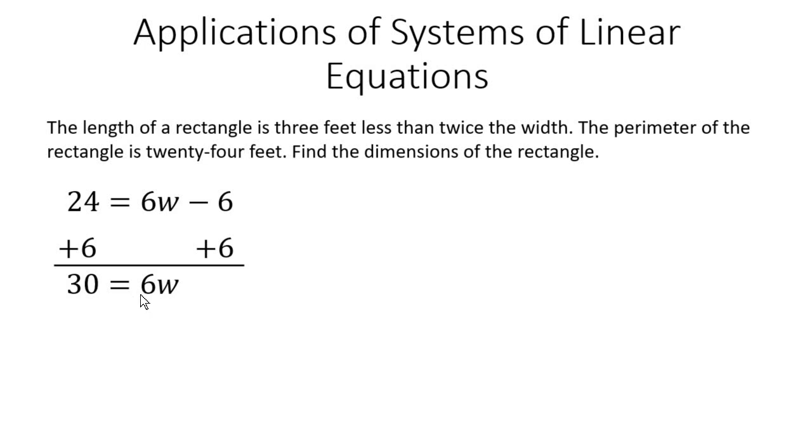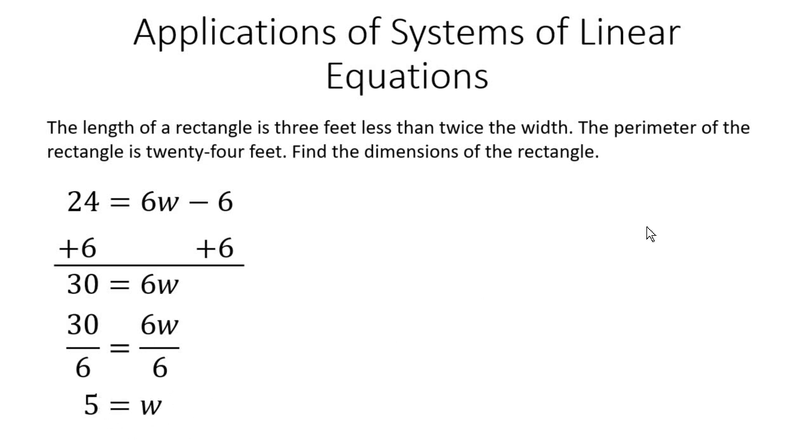Now to get W, all I have to do is divide both sides of the equation by 6. So 30 divided by 6 is 5. And on the right, I just get W. So W is equal to 5. I've found the width of the rectangle.